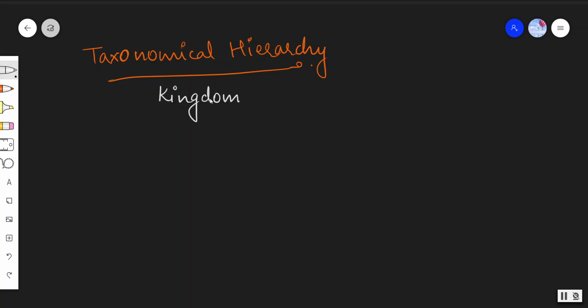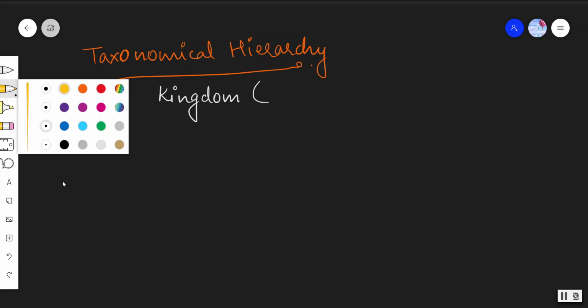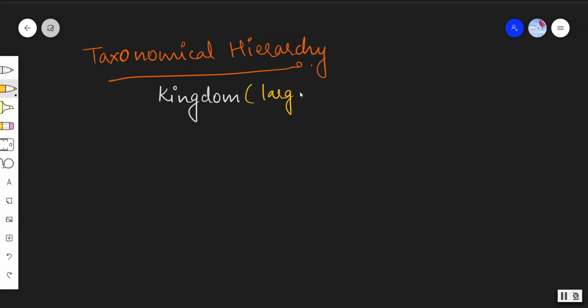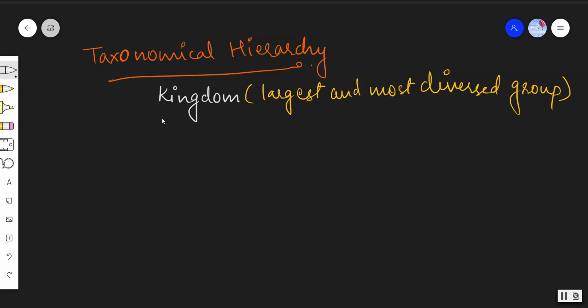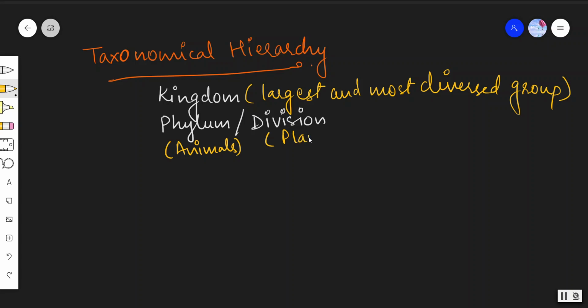In that, number one comes kingdom. Okay, and this is the largest and most diverse group. After kingdom we have phylum or division. We use the term phylum when we are classifying animals, and we use division when we are classifying plants. Clear?